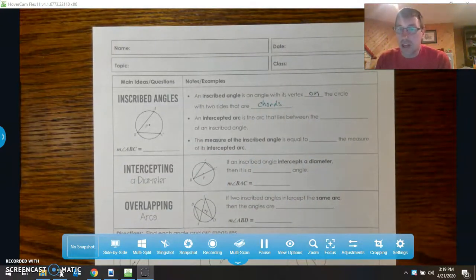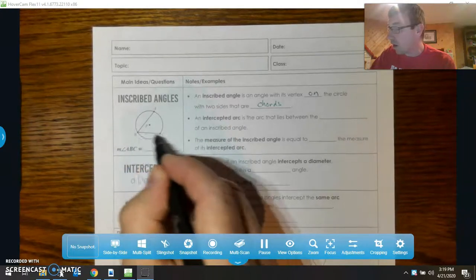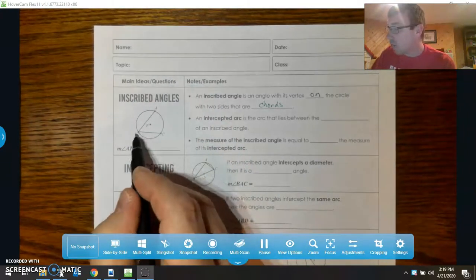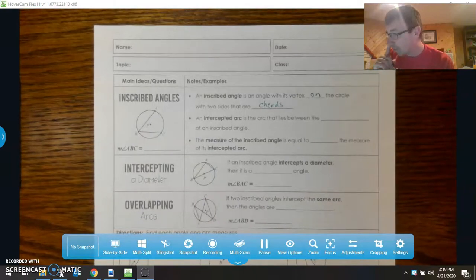A vertex is the corner of the angle. A chord is a segment whose endpoints are on a circle. So like AB is a chord and CB is a chord. Angle B is the vertex, so that is the vertex of the inscribed angle.